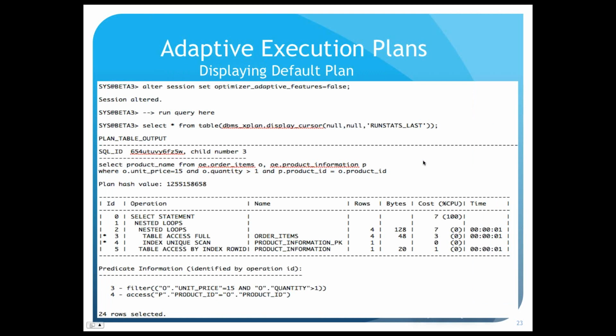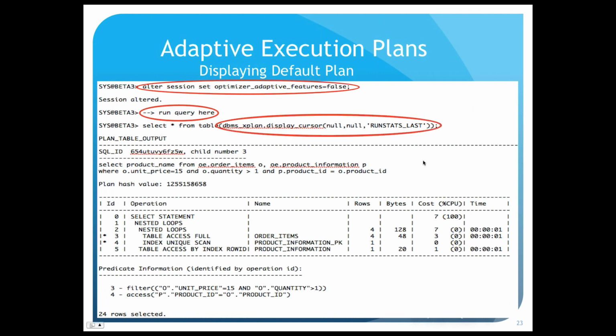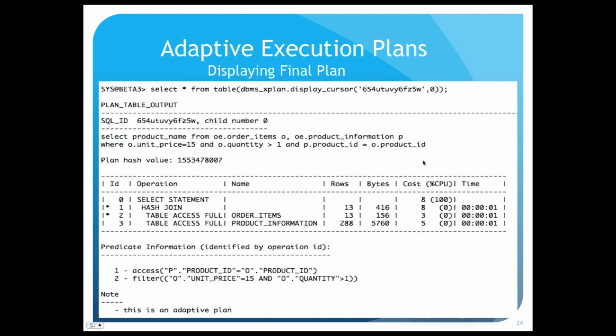Here's some output from a system to show you what a plan would look like. So if I wanted to see the default plan, I just set optimizer adaptive features to false, run my query, and then do an X-Plan display cursor. And that's what the plan would have been. That's not the one that actually ran. If I want to see the final plan, all I have to do is a normal display cursor right out of the shared pool. And it's going to show you the note down at the bottom that it was an adaptive plan. So that's the final plan. You don't have to do anything different or special to see the final plan of an adaptive statement.